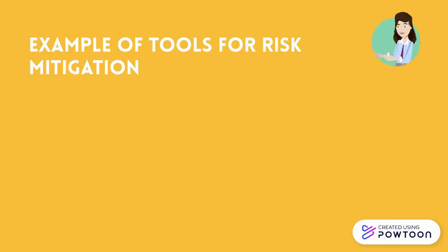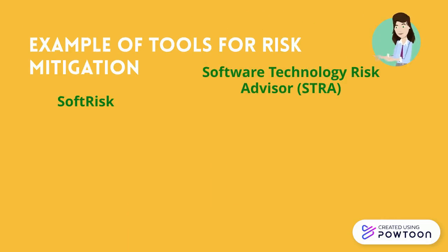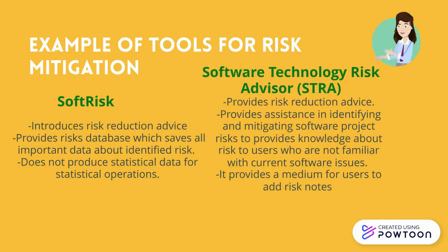Examples of tools for risk mitigation are SoftRisk and STRA. Both tools introduce risk reduction advice. SoftRisk provides a risk database that saves all important data about identified risks. STRA provides assistance in identifying and mitigating software project risks.